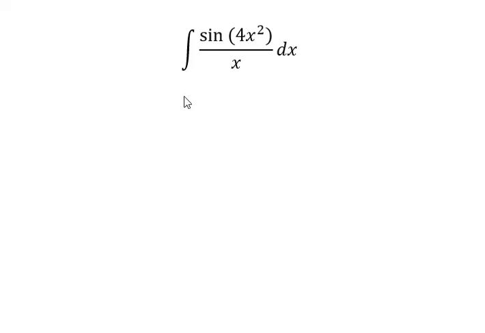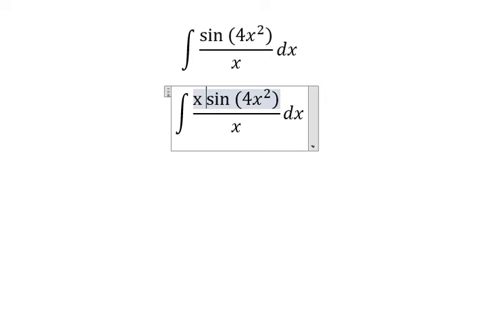The topic today is about integration. So now I will show you how to answer. We multiply by s on numerator and denominator.